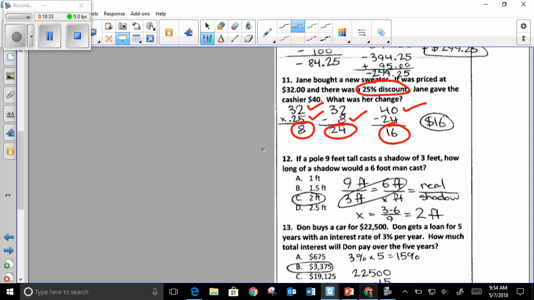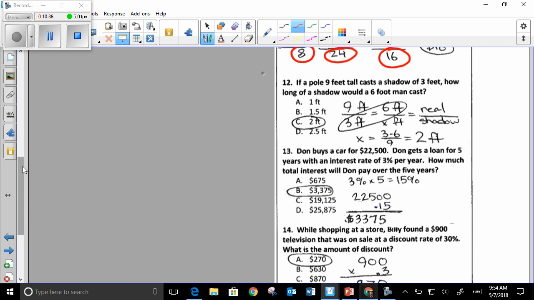Number 12. If a pole 9 feet tall, here's tall, cast a shadow of 3 feet. So you have height over shadow. How long is the shadow of a 6-foot man? So that would go here. Here's the height, here's the shadow. So these are tough, but just make sure, again, label the proportion, have the same category on top, and then a different category on the bottom for both sides. So the answer was 2 feet.